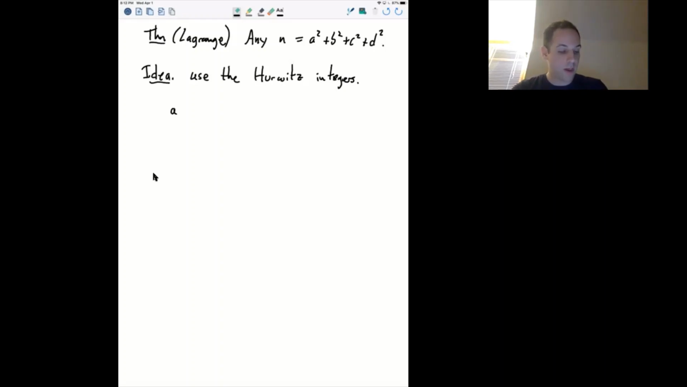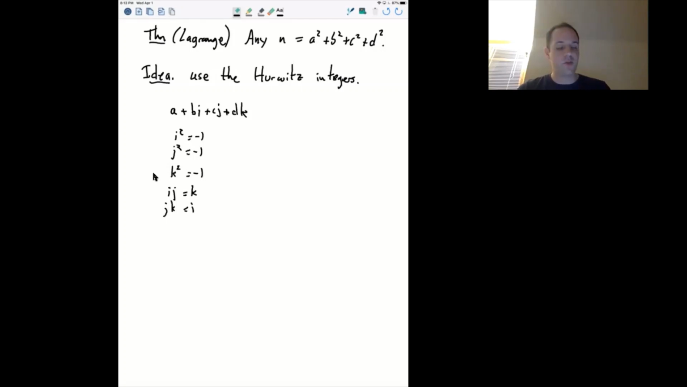numbers of the form a plus bi plus cj plus dk, where these are the quaternions. I'm not going to define what the quaternions are. The quaternions are a number system which is associative but not commutative, and it has the feature that i squared is -1, j squared is -1, k squared is -1, and then ij equals k, jk equals i.